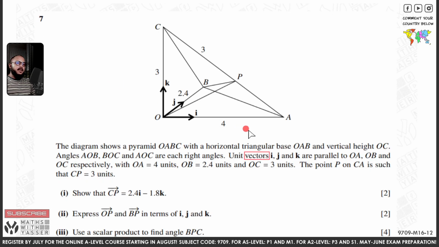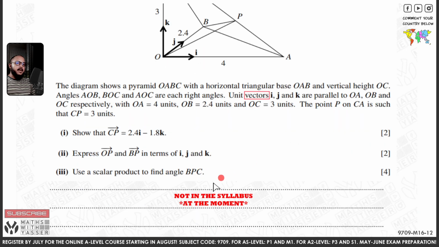Question number 7 is related to vectors, and it is not in the syllabus at the moment.